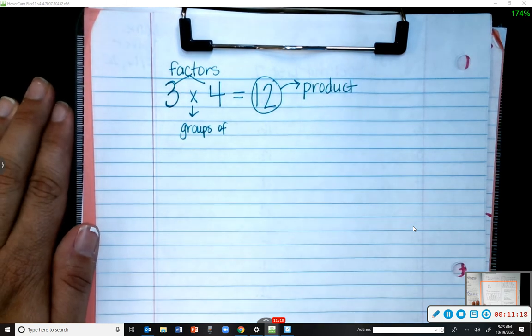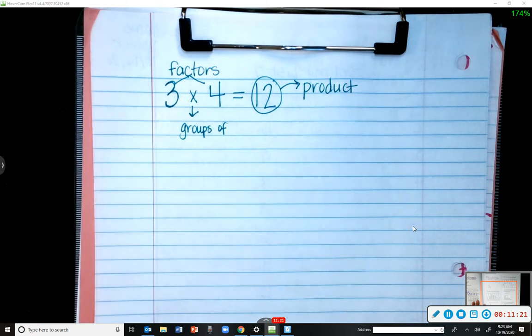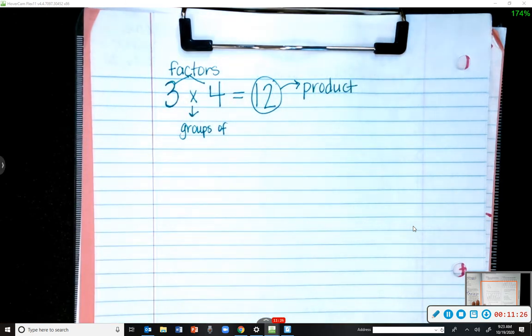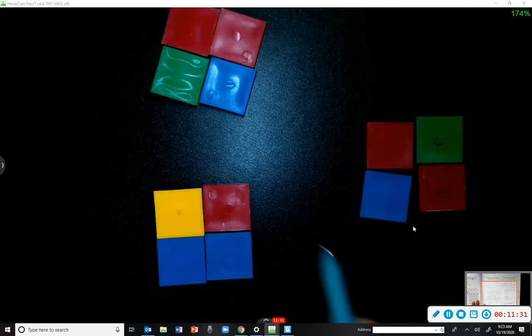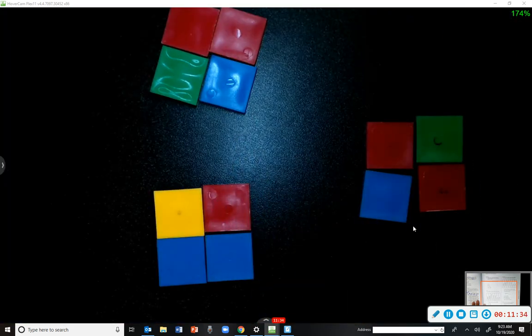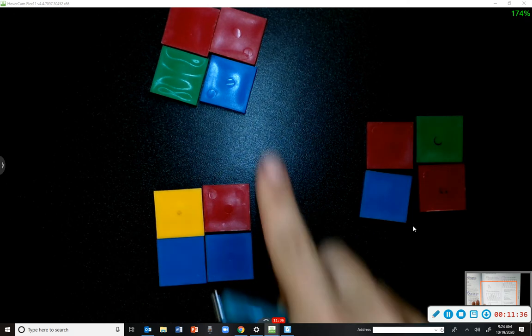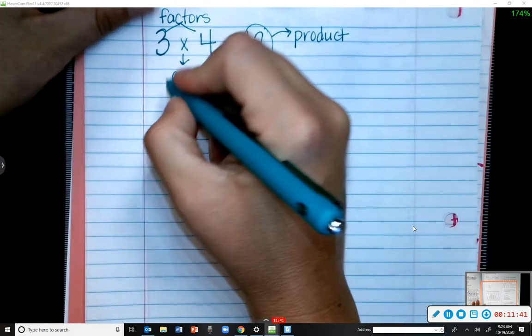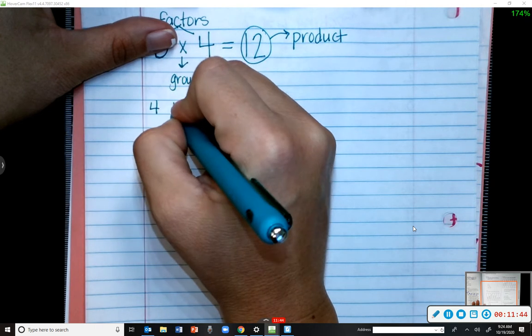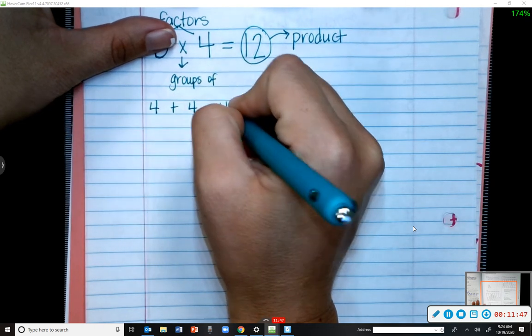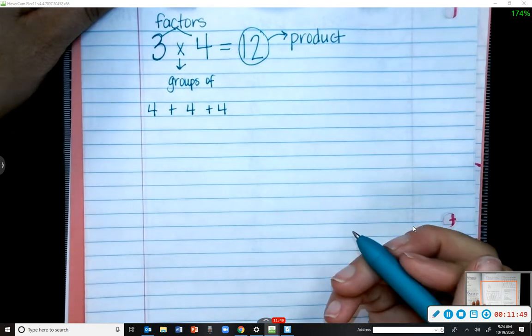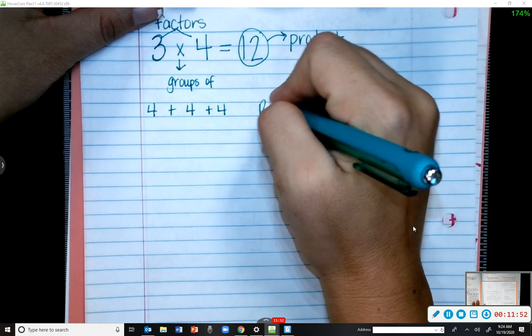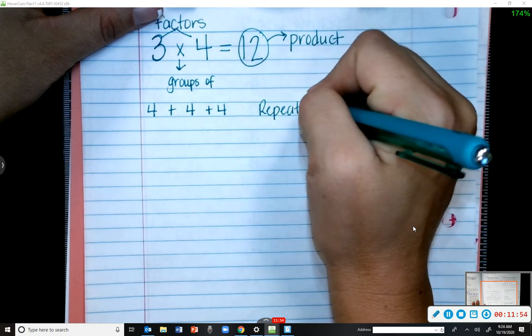Now on your dry erase board, we're going to practice repeated addition. Repeated addition just means you're adding the same number over and over again. So if I look at my groups, what did we add over and over again to get our answer? 4. We said 4 plus 4 plus 4. So that's repeated addition. We call that repeated addition because we're adding the same thing over and over again.